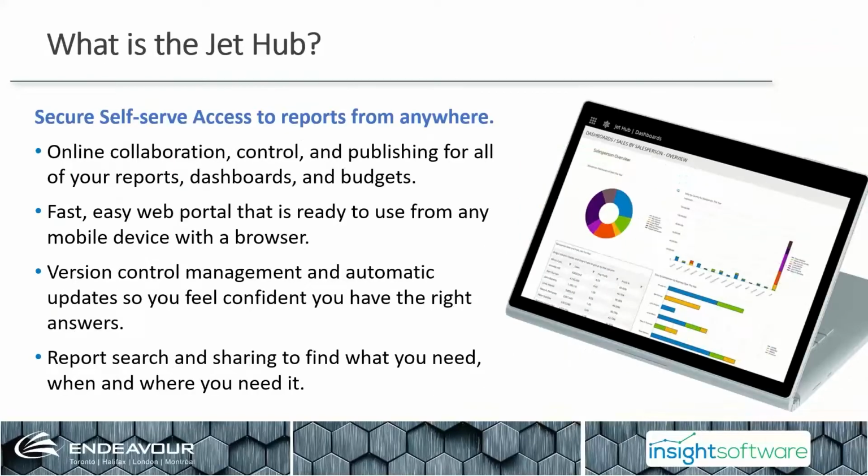And now another product that comes with every Jet license is the Jet Hub. The Jet Hub is a cloud-based document repository for your Jet reports. Users can upload and access their reports anywhere, anytime, on any device. You can also automate tasks such as report refreshes and distribution, as well as secure and govern your reports within the Jet Hub.